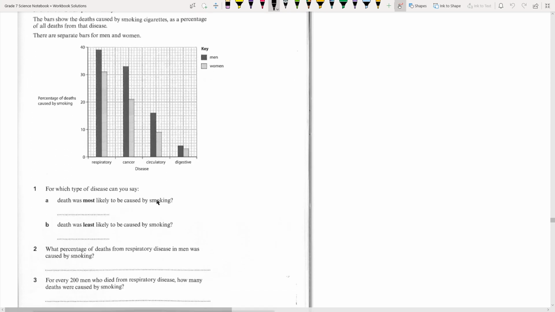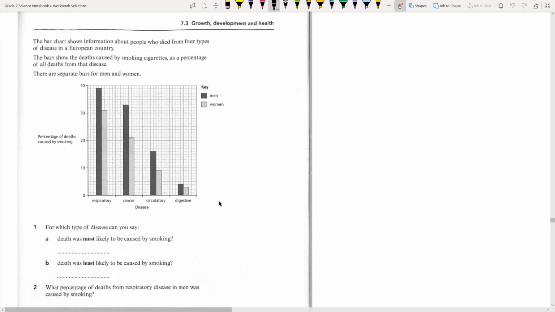Now, interpreting data. The bar chart shows the information about people who died from 4 types of diseases in a European country. The bar shows death caused by smoking cigarettes as a percentage of all deaths due to the diseases, between men and women. So circulatory diseases, digestive diseases, and respiratory diseases. Death was most likely to be caused by smoking for which type of disease?